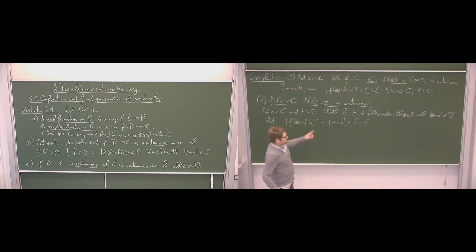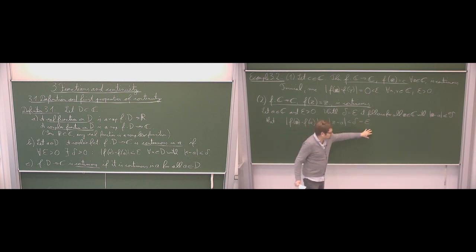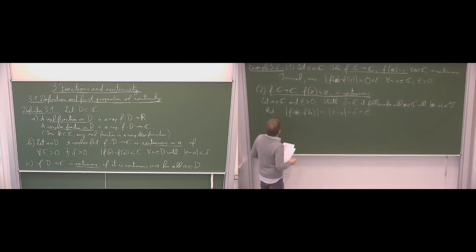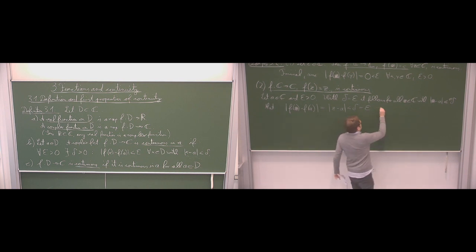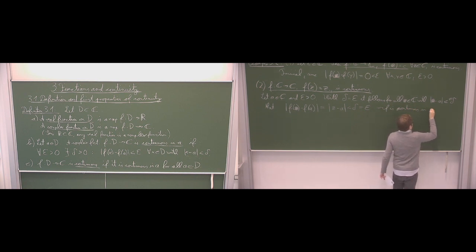So we've shown, although it's very simple arguably, that for all z with this property, it follows that the absolute value of f of z minus f of a is smaller than epsilon, if we just follow this guideline here. Okay, so this shows that f is continuous in A.